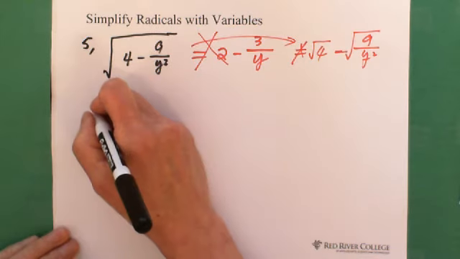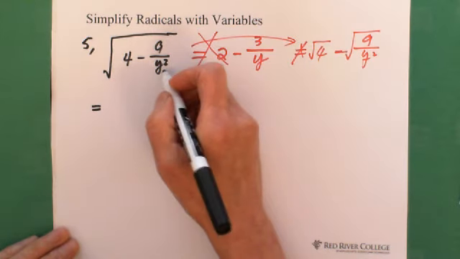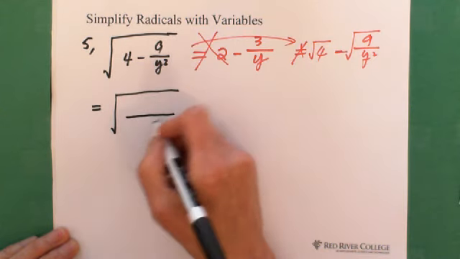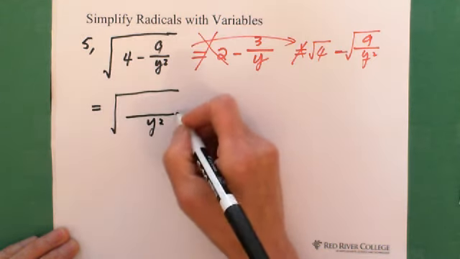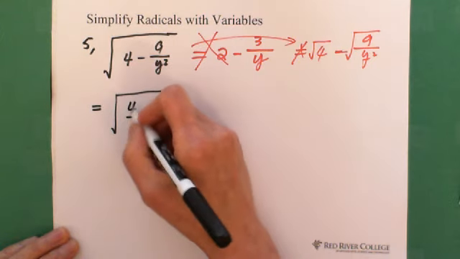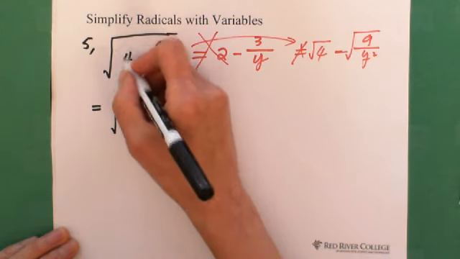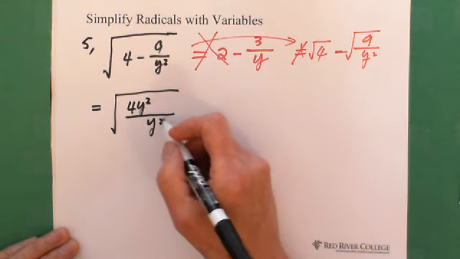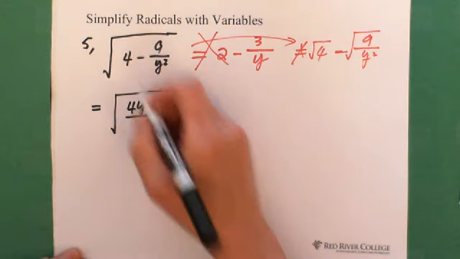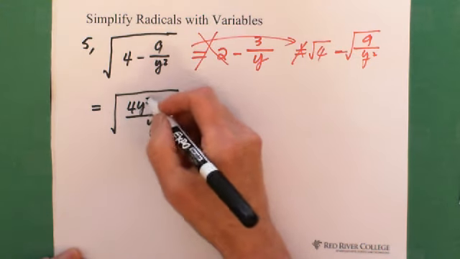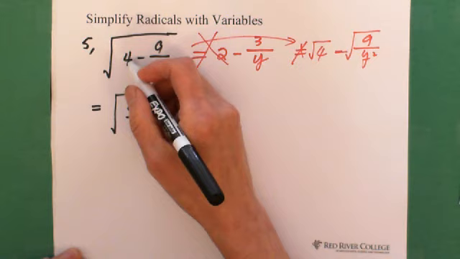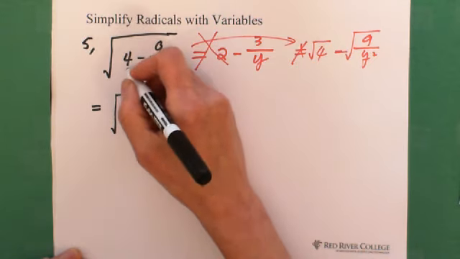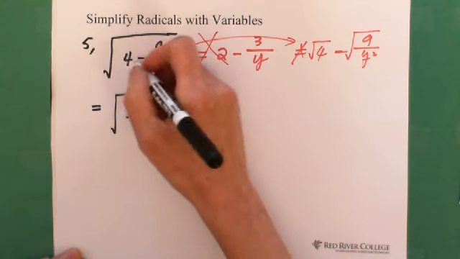So how to solve this question? To solve this question, we need to get a common denominator. So inside the radical, the common denominator is y squared. And the 4 becomes 4y squared, right? Because the 4 is over 1. The 1 and the y squared, the common denominator is y squared. You can double check: 4y squared divided by y squared, you get the 4. That's why for the common denominator, you multiply 1 with y squared, multiply 4 with y squared.